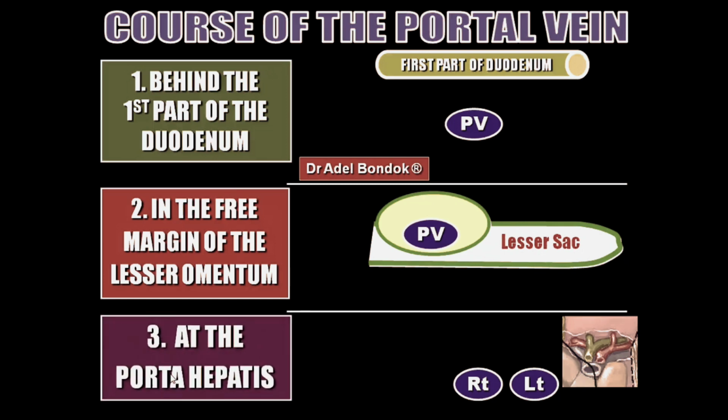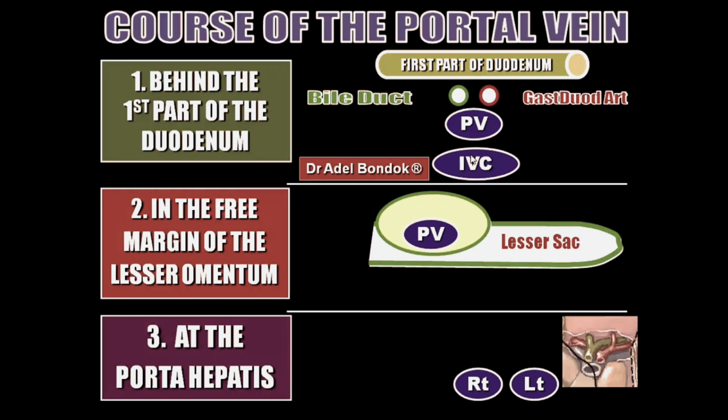This is the portal vein. Behind the first part of the duodenum, we have two structures in front of it separating the portal vein from the first part of the duodenum, the bile duct and the gastroduodenal artery. And behind the portal vein is the inferior vena cava.